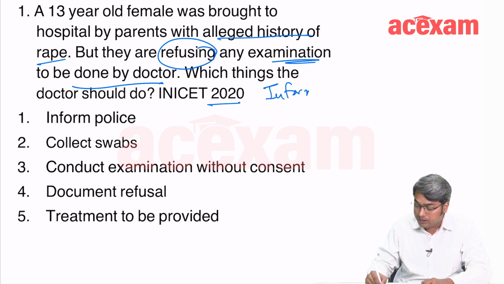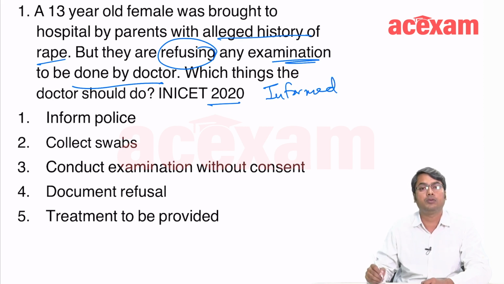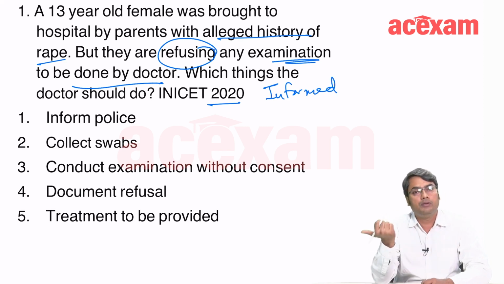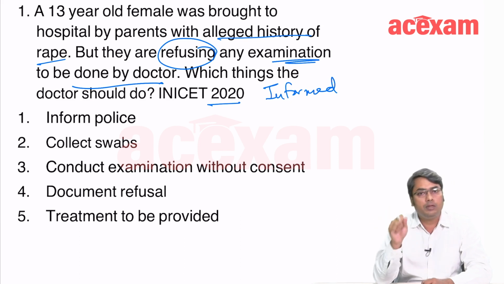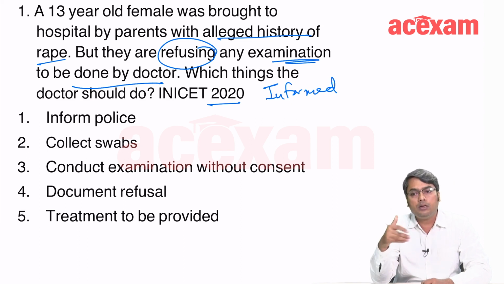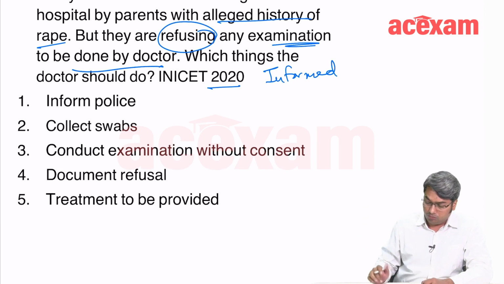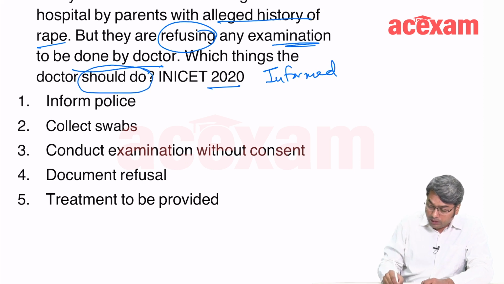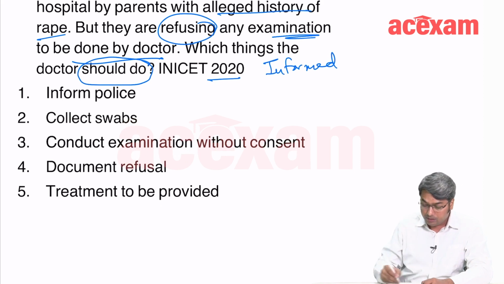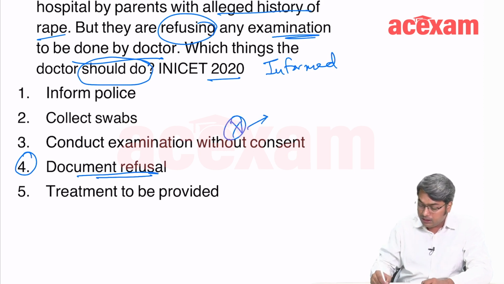We have discussed in detail the steps in examination of a female victim. First, consent has to be taken, and this consent will be for medical examination, medico-legal examination, and also evidence collection. Once it is taken, only then can the doctor proceed. Here, the doctor will have to document refusal, that is necessary. He cannot conduct examination without consent because that is punishable and becomes an assault.